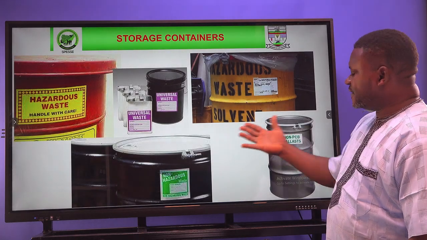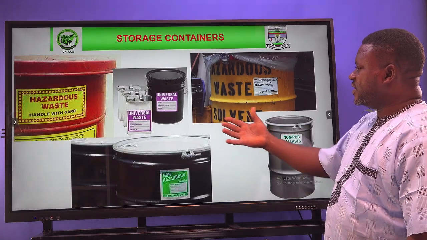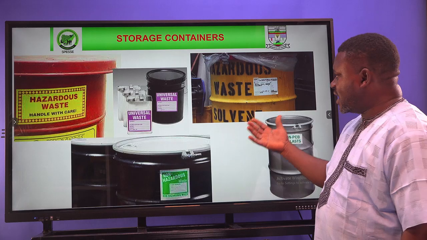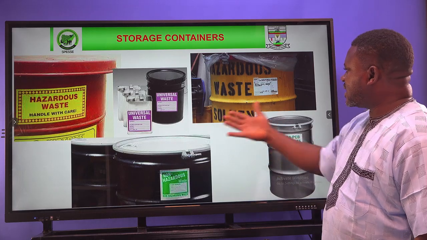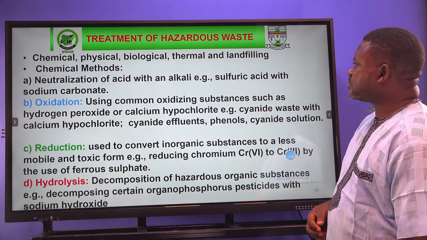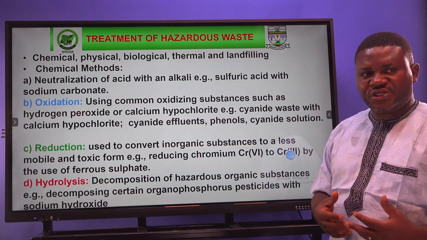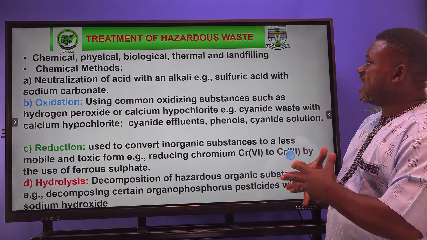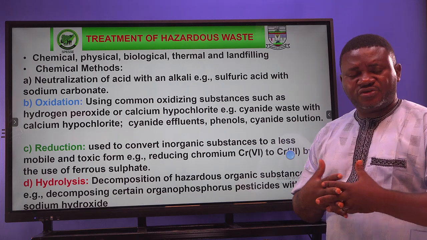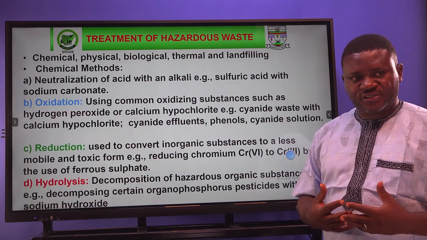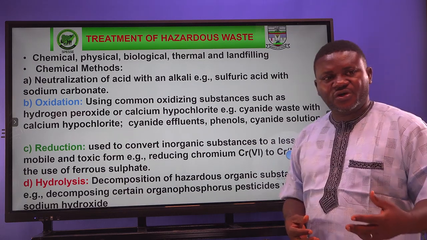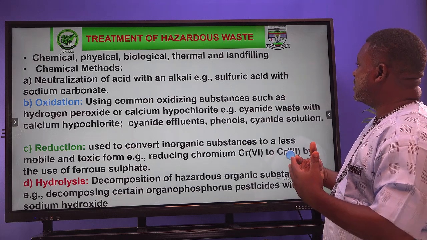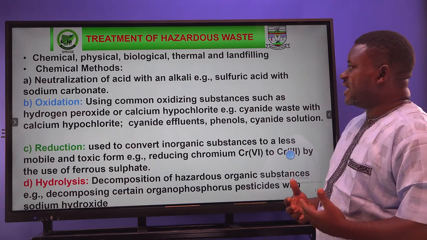These are examples of the containers in which hazardous waste are usually stored. They are clearly labeled here. Then there is need to also carry out treatment. And we have about four treatment processes of hazardous waste. We have the chemical, we have the physical, we have the biological, we have thermal, and the landfilling.